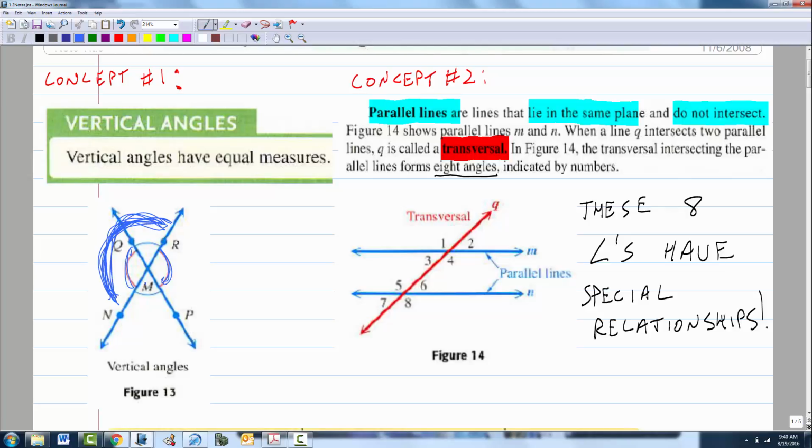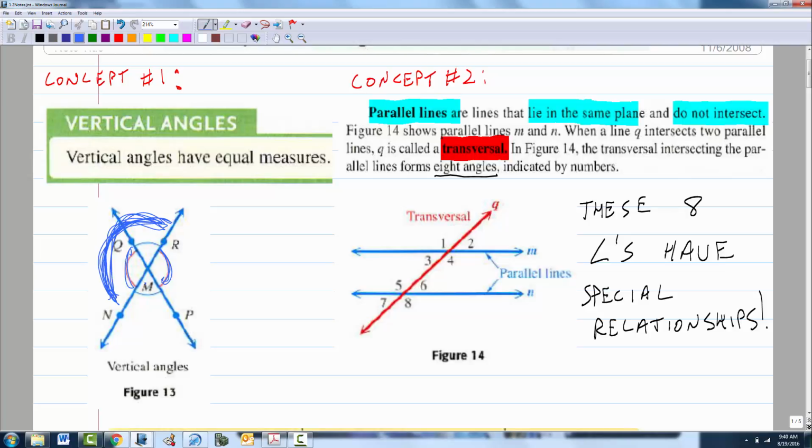All right, don't write this down yet. I think I have it written down. What's 3 and 6? Ooh. 3 and 6 go across the transversal, so the word alternate, and then it's inside the parallel line. So 3 and 6 are alternate interior.